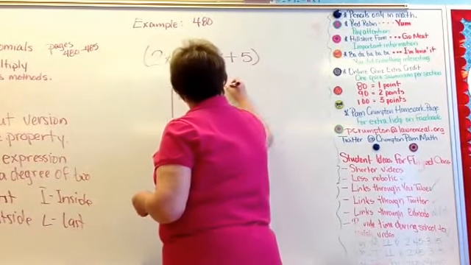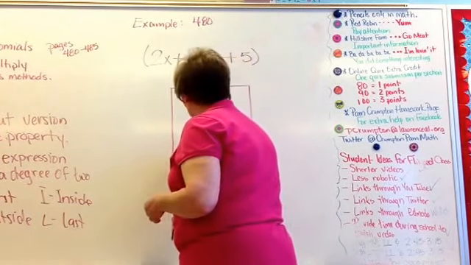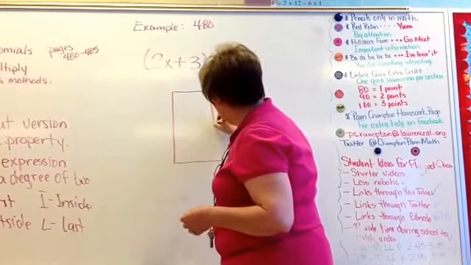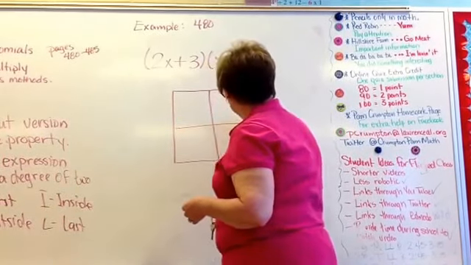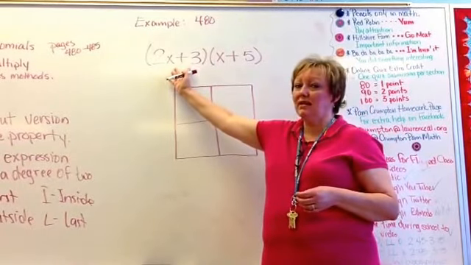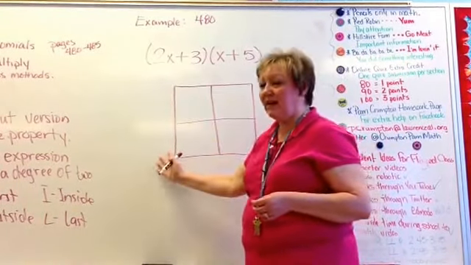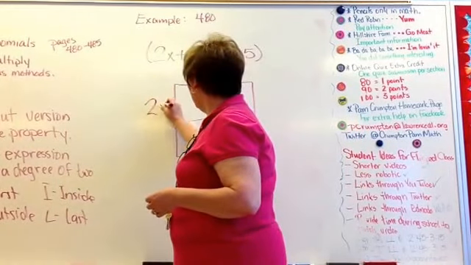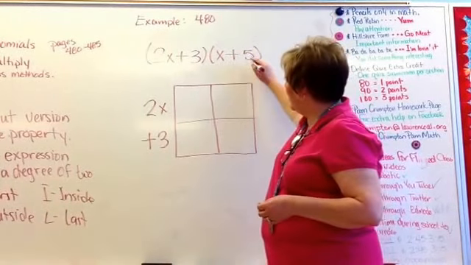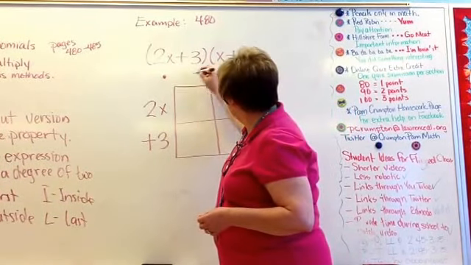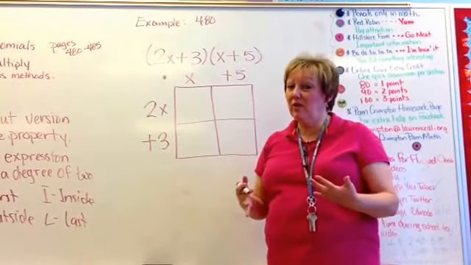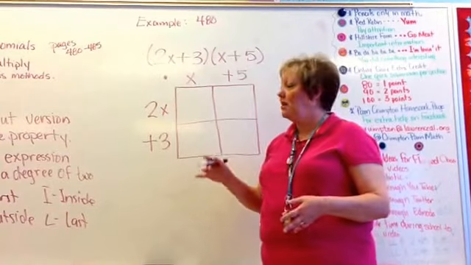Now, if you have ever seen one of these in science and you like doing these in science, a lot of times teachers will use this to teach blood types, how to figure out blood types. I call it window pane too. So what I'm going to do is I'm going to take this first binomial and I'm going to write it down the side. 2x plus 3. I'm going to take the second binomial and I'm going to write it across the top. x plus 5.